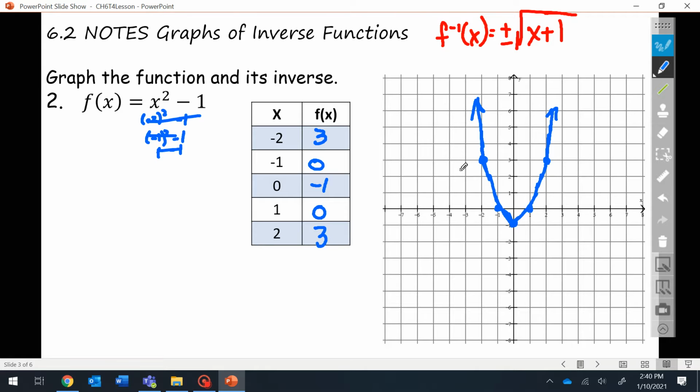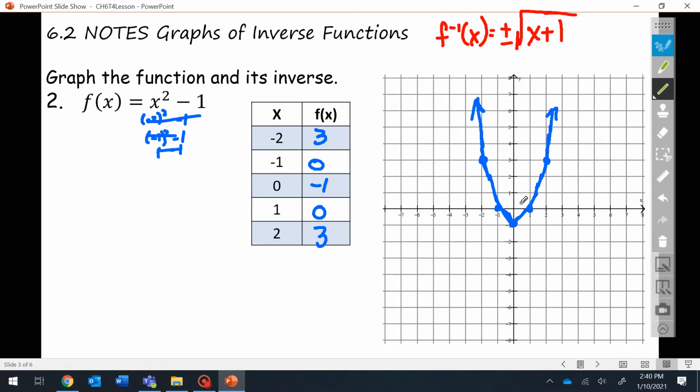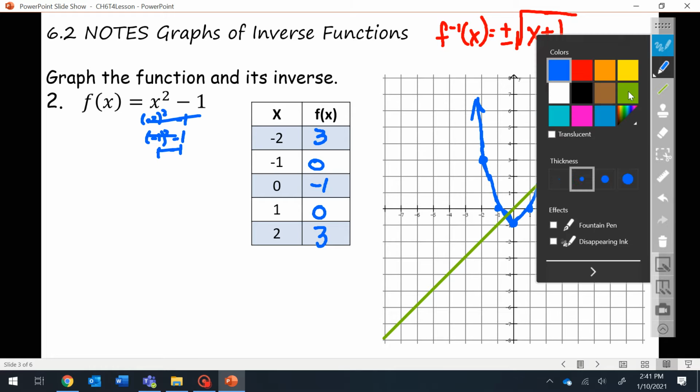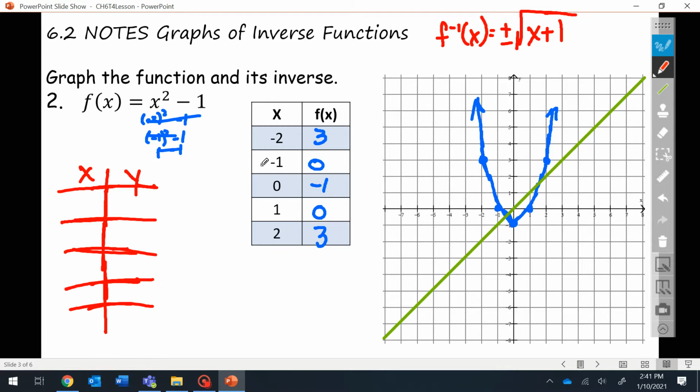Now, if we think about what the inverse of this should look like, remember, the inverse should reflect across this diagonal line here. This green line, this diagonal line. The inverse of the blue function should be reflected over this line. So let's set up a table for the inverse function. All we have to do is flip the points.